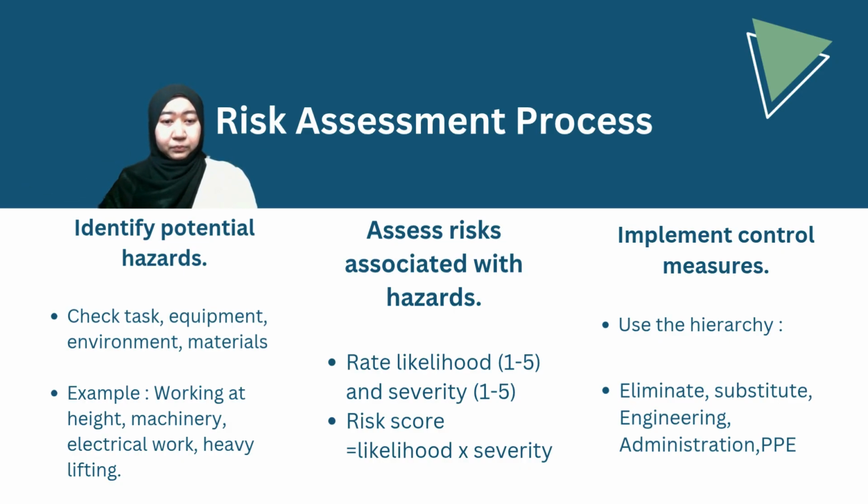Okay, how we assess the risk is by rating likelihood 1 until 5 and also severity 1 until 5, and then to calculate the risk score we have to multiply likelihood and severity. And also to implement control measures, use the hierarchy, in which the first one is eliminate, second one is substitute, third one is engineering, fourth one is administration, and the last one is PPE.